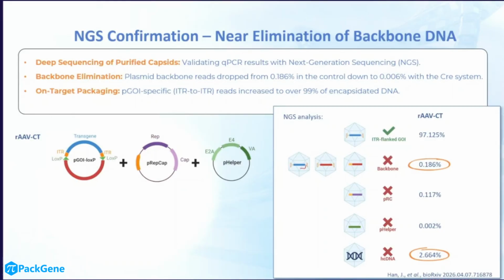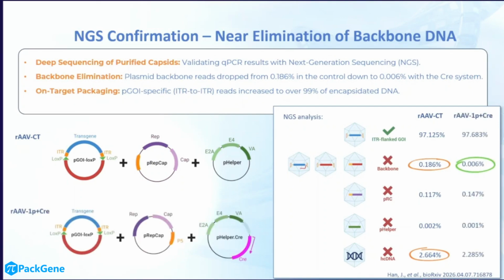We went back to do an NGS experiment. This is a different prep for a different transgene. In this case, we have the LoxP sites in there, but without the Cre in the helper, we have those two species of contaminants. But if we swap out that helper for one that has a Cre on it, we've almost completely resolved, I would say, the presence of backbone DNA. And this is a very simple redesign of the plasmid.